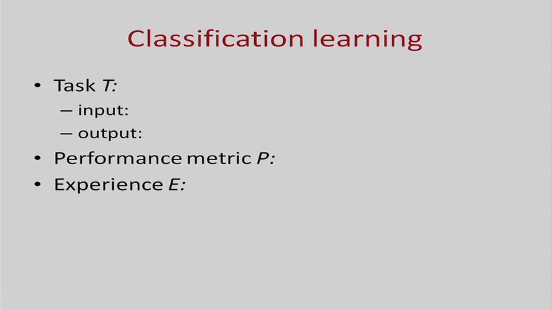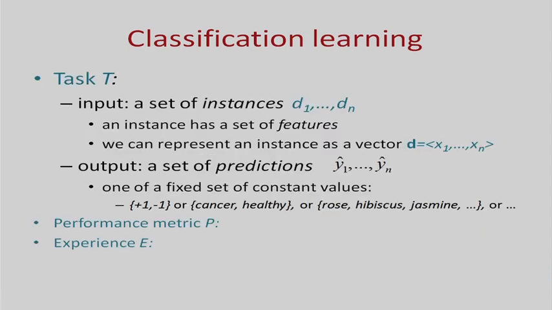So, in classification learning, these are the components. You have a task T which has input and output. There is a performance metric P and there is experience E. And the task T comprises of input, which is a set of instances D1, D2, Dn. Each instance has a set of features. We can represent an instance as a vector D equal to x1, x2, xn, and you have to output a set of predictions for the inputs.